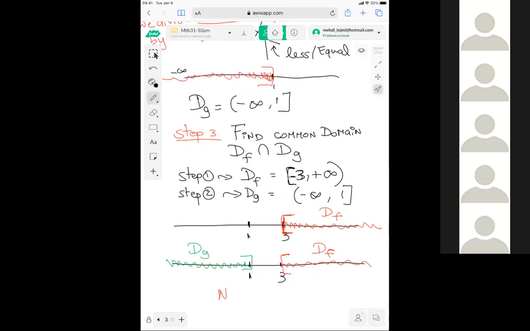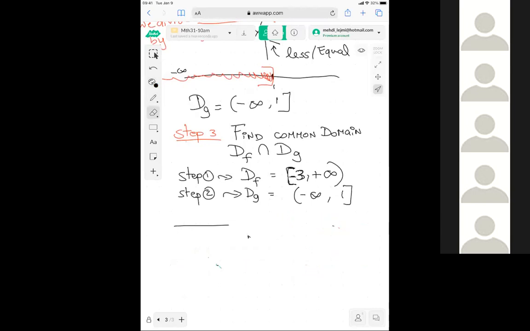Sorry, guys, it's my mistake. So it should be negative three and positive one. Here is my number line. We have negative three, and here's positive one, right? Let's do first the domain of F. It's from negative three to positive infinity. Then the domain of G is the green, from negative infinity to positive one.